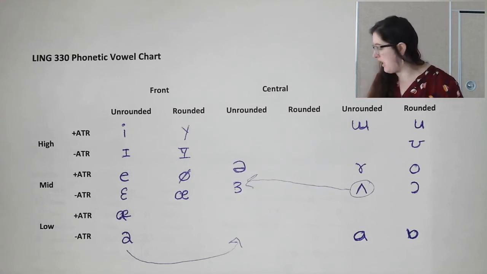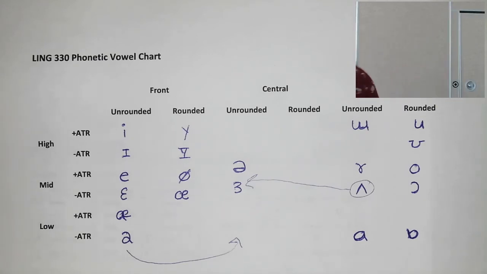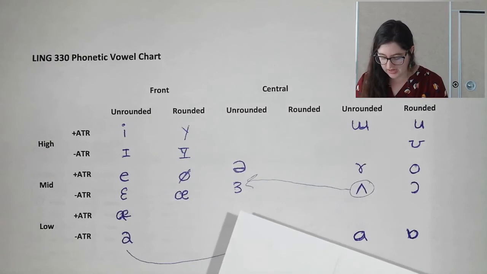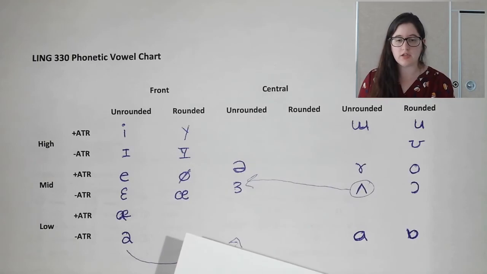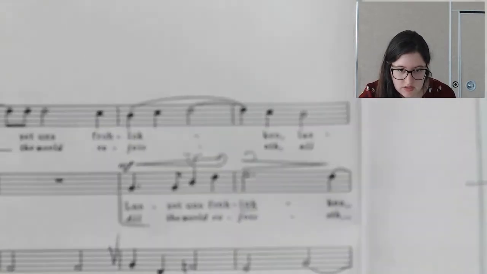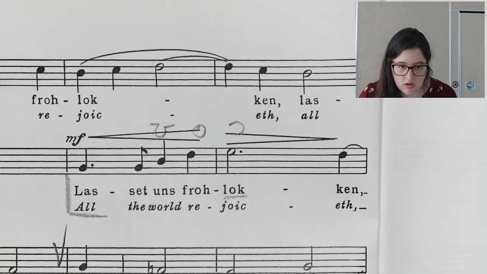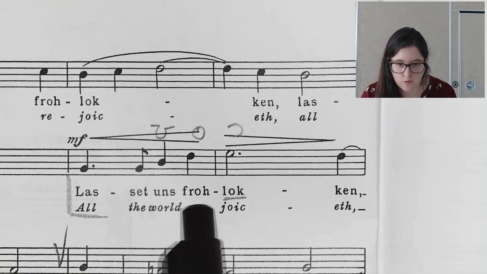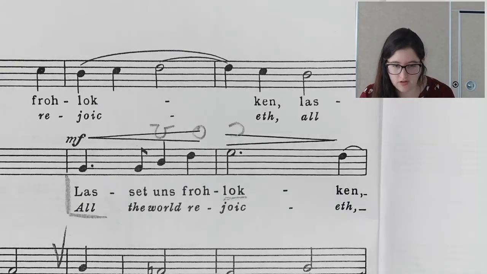Yeah, so when I'm marking IPA in my scores, I will usually just mark the IPA symbol of anything that's different than how I would pronounce it in English above the word. So let me zoom in a whole bunch so you can actually see this. So for uns, I put the vowel above it. And then for frohlocken, I put the O and then the A. I know that's hard to see because it's in pencil.